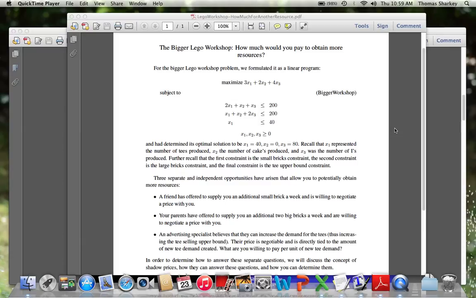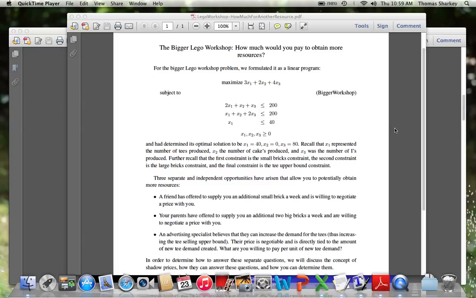All right, so the focus of this video is on examining the bigger Lego workshop linear program in a little more detail. In particular, what we're looking at is how much more would you pay to obtain new resources, or more resources than what you currently have available. So we have three separate and independent opportunities that have arisen that will allow us to get some more resources.